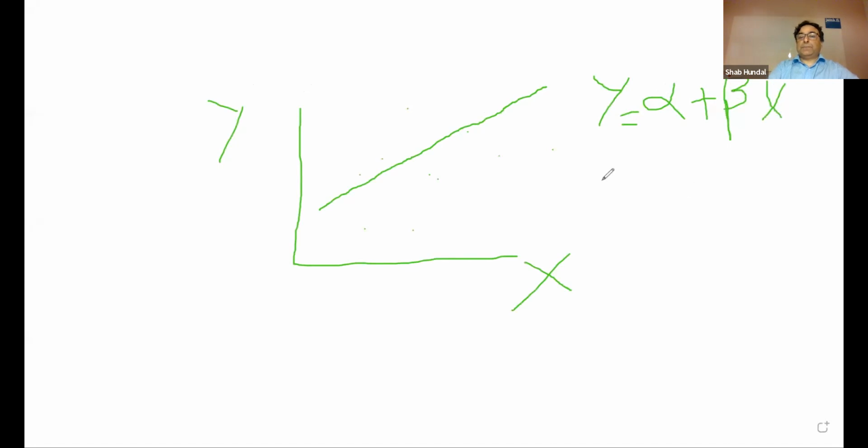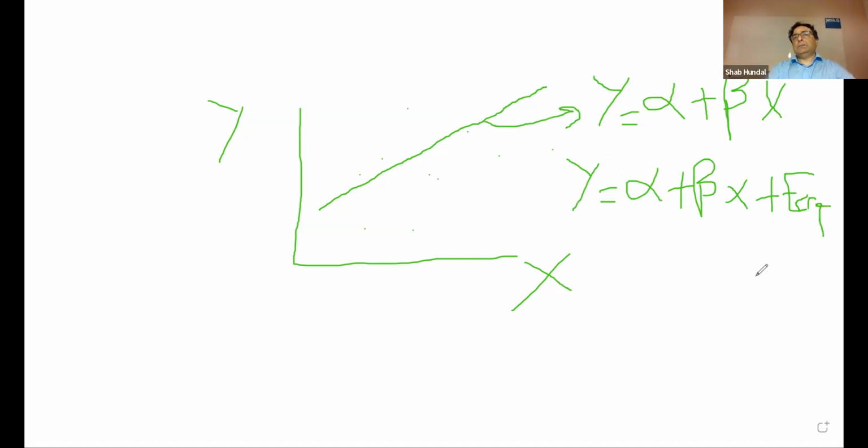But actually, this straight line is measuring y is equal to alpha plus beta x. But in reality, our model is y is equal to alpha plus beta x plus the error term. Error term. Why error term? Because what on earth makes us believe that x is the only predicting variable of y?